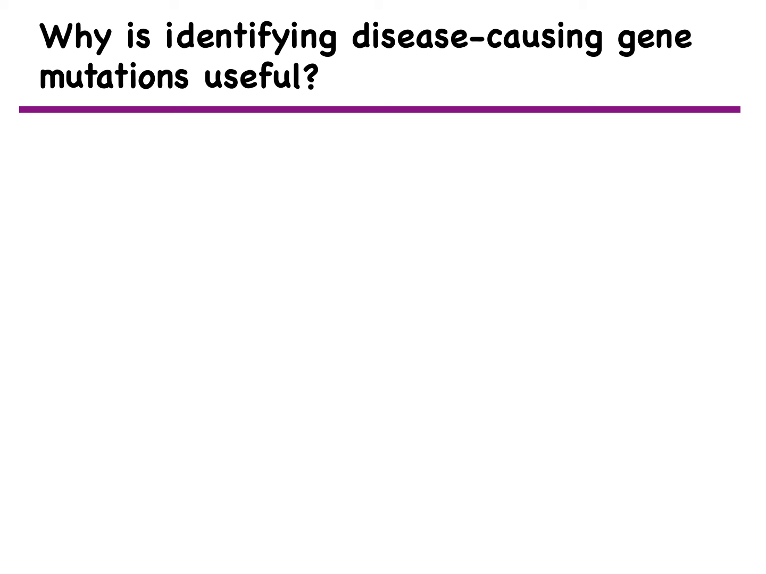So why is identifying disease-causing gene mutations useful? There are a number of reasons. It can help in diagnosis. For example, sometimes you can sequence to see if you're likely to develop a disease at some point in your life. Sometimes knowing what the allele is can tell you how severe the disease might be. So there are a number of reasons why it can help in diagnosis.